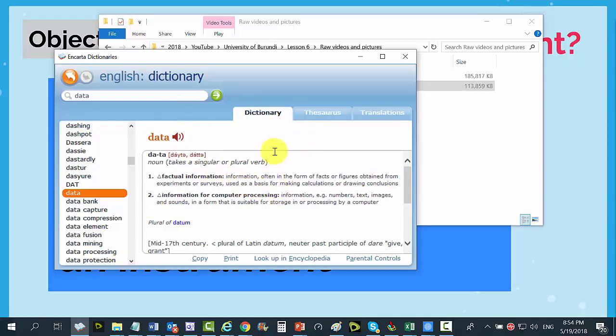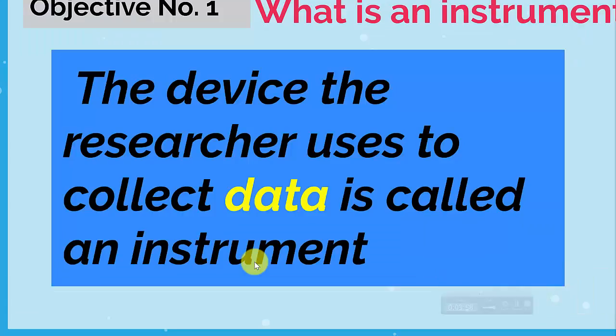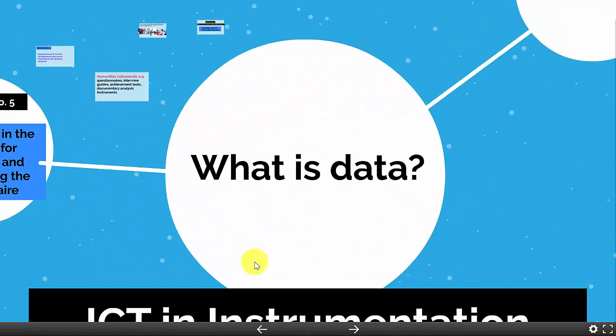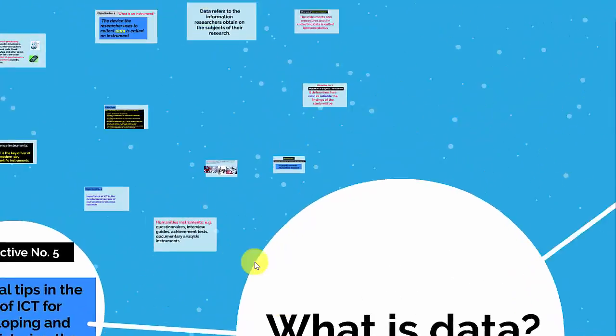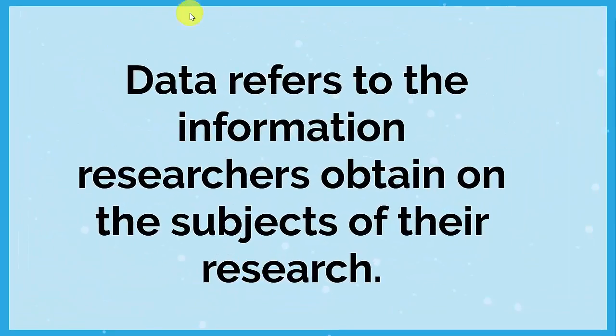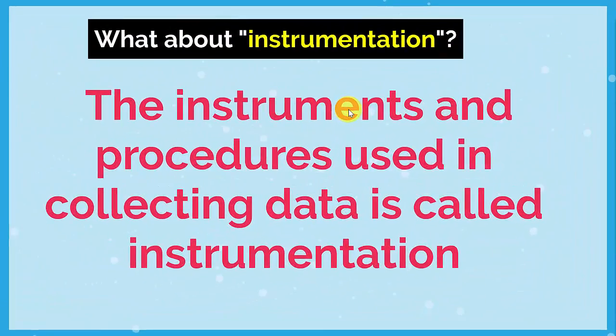Now, I like to keep my dictionary at the background there, and I learn about the words. So that's it. So let's say, what is data? If you like, what are data? What is data? Both are correct. Data refers to the information, just like we learned from the dictionary, information that you as a researcher obtain on the subjects of your research. Any kind of information. It can be figures, it can be text, just like we learned earlier.